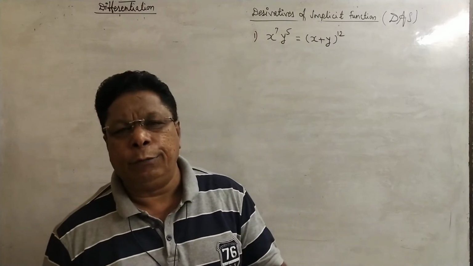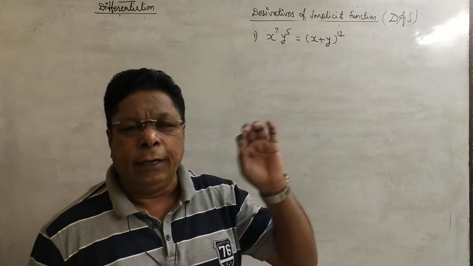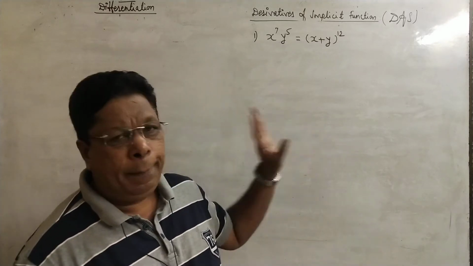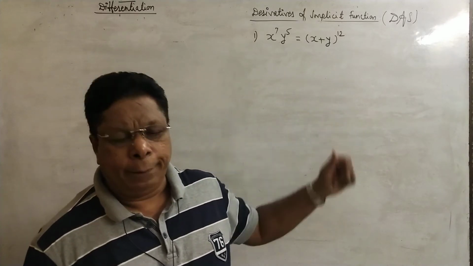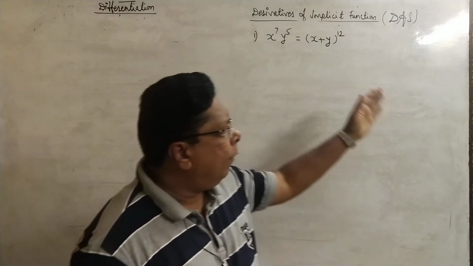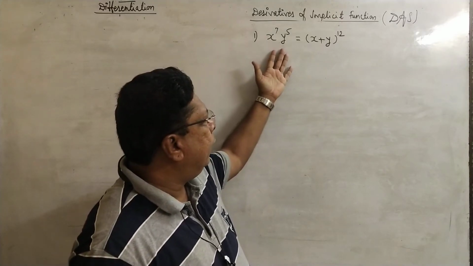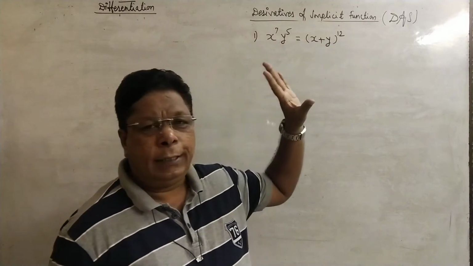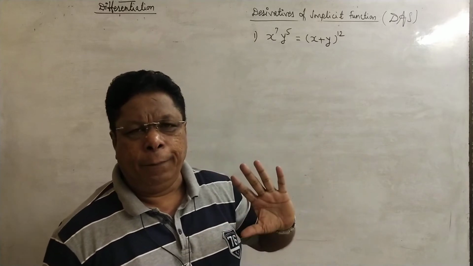In the previous lecture we started a new type, derivative of implicit function, in exercise 1.3. Today we are going to see the same type, derivative of implicit function, the new type of sum. I have written one sum here: x raised to 7 into y raised to 5 equal to x plus y raised to 12. The working procedure is the same: DAS, differentiate, assign and simplify.